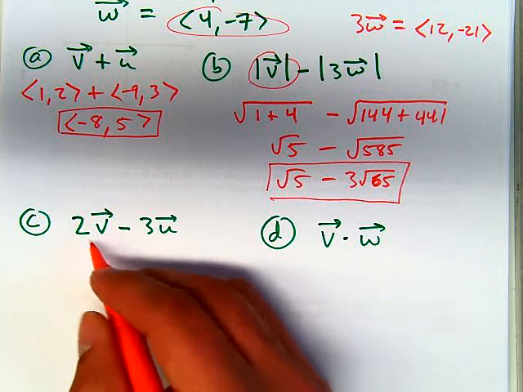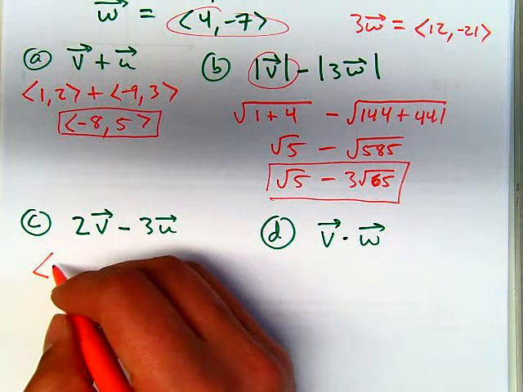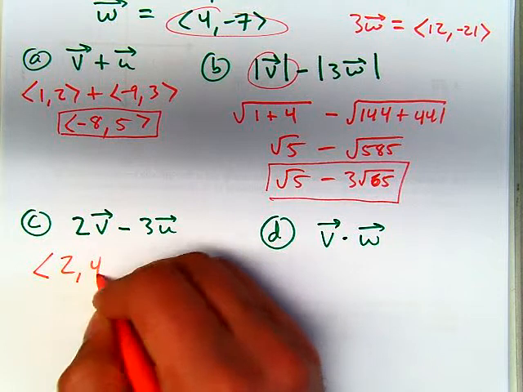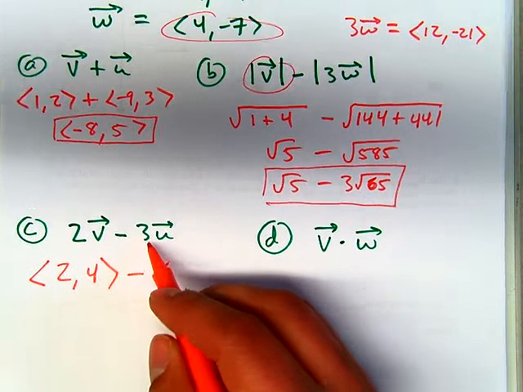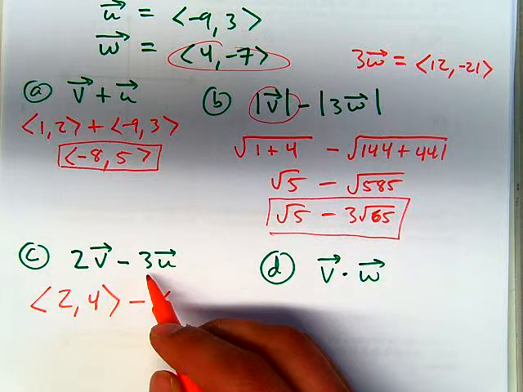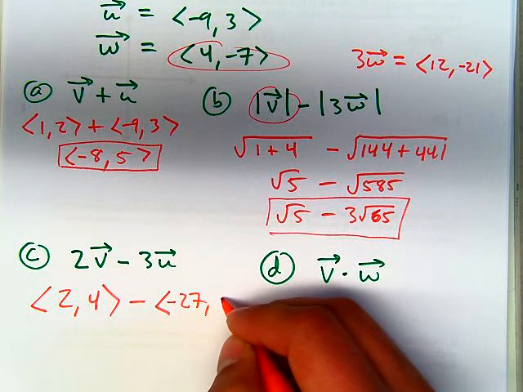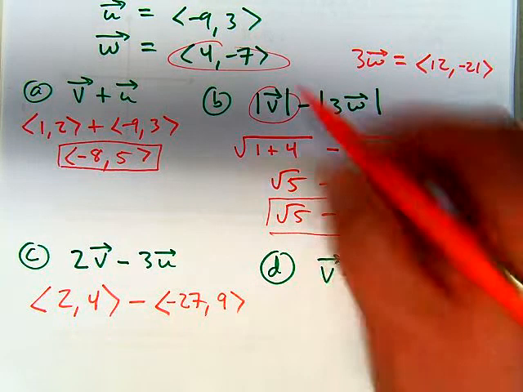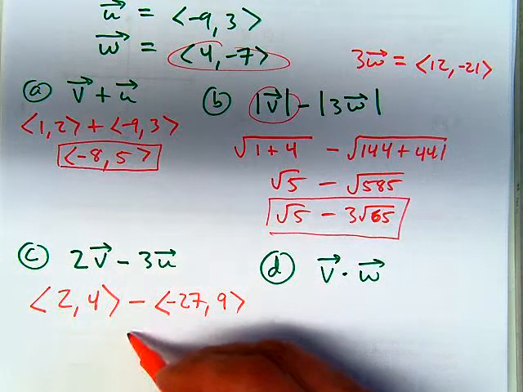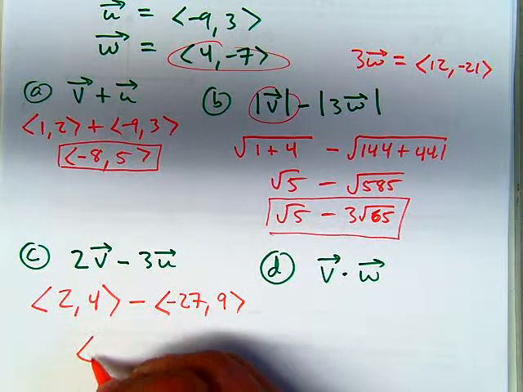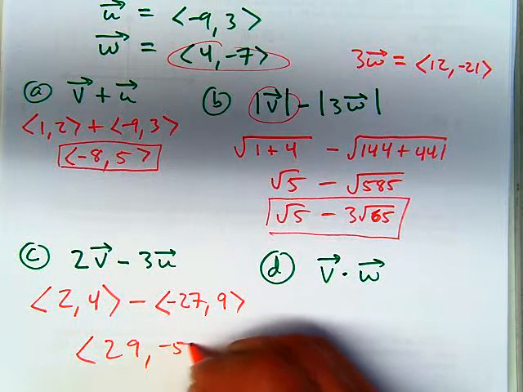All right, so let's do this one, 2v. Well, looking above, if v is 1, 2, when I double it, I get 2, 4. And now I'm going to subtract triple of u. u was negative 9, 3, so that becomes negative 27 and 9. So I'm just tripling negative 9, tripling 3, and then I'm subtracting those. So then I get 2 minus negative 27 is 29, 4 minus 9 is negative 5.